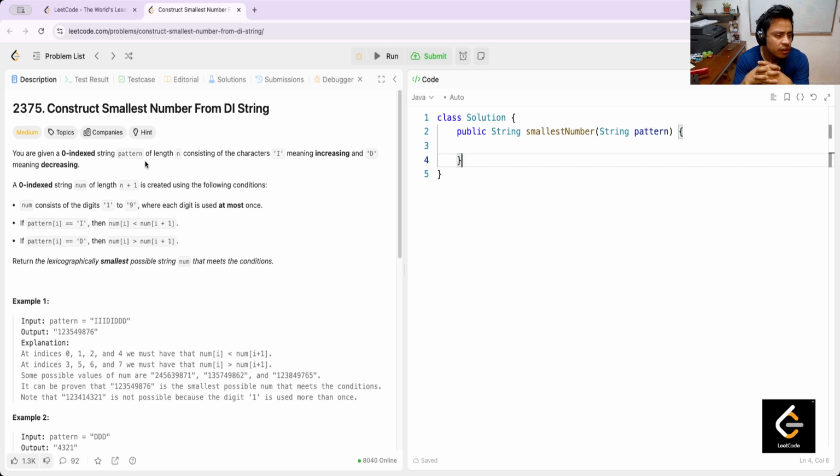If the pattern at index i is equal to I, then nums at index i is less than the next one. If it is D, then nums at index i is greater than the next one. Return the lexicographically smallest possible string that meets the conditions.